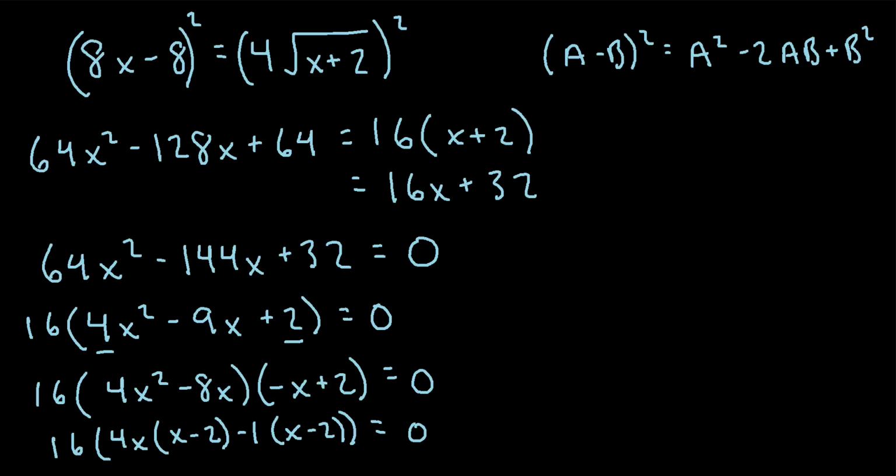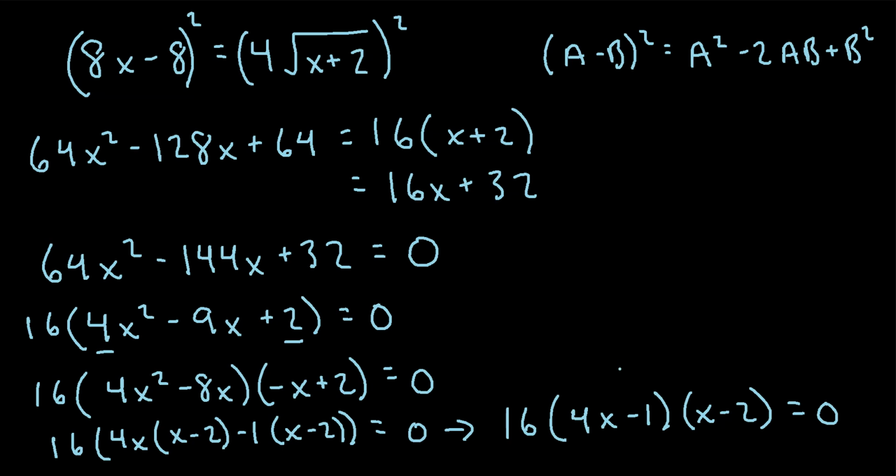So the last step, we'll notice that these two terms are equal, so we can actually rewrite this as we have the 16 out front, 4x minus 1, so these two terms out here, multiplied by x minus 2, and that's equal to 0. So this is our final factored form.